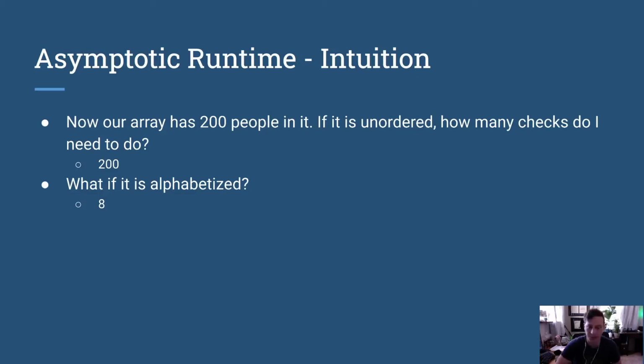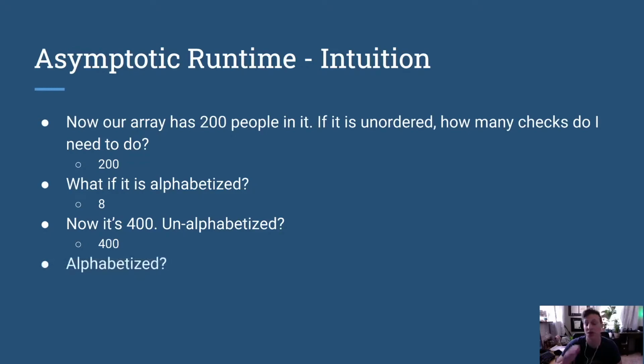Okay? Cool. So now we double again from 200 to 400. So if it's an unalphabetized list, we now have to do 400 checks because we have to look at everything to determine whether or not the person's there. And if it's alphabetized, we do the same procedure we did before, right? We have a size of 400. The first thing we do is split it in half and choose a half to go with.